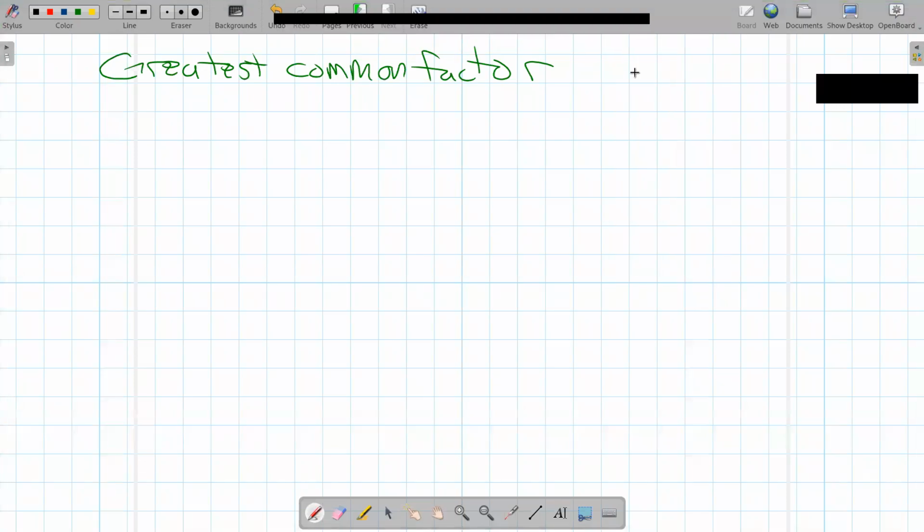So we're going to play around with the idea of greatest common factor. We'll start with some pretty simple examples, and then we'll move on to something a little bit harder. So let's consider 12 and 16. And I want to know factors of these numbers. I want to know about common factors of these, and then I want to find the greatest.